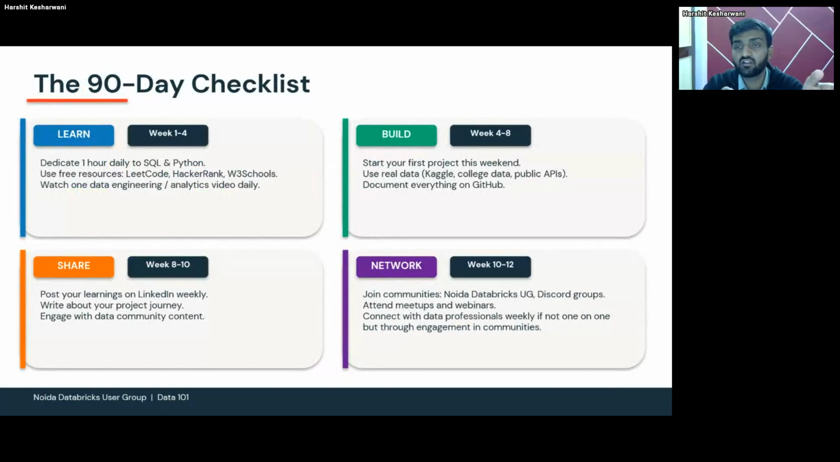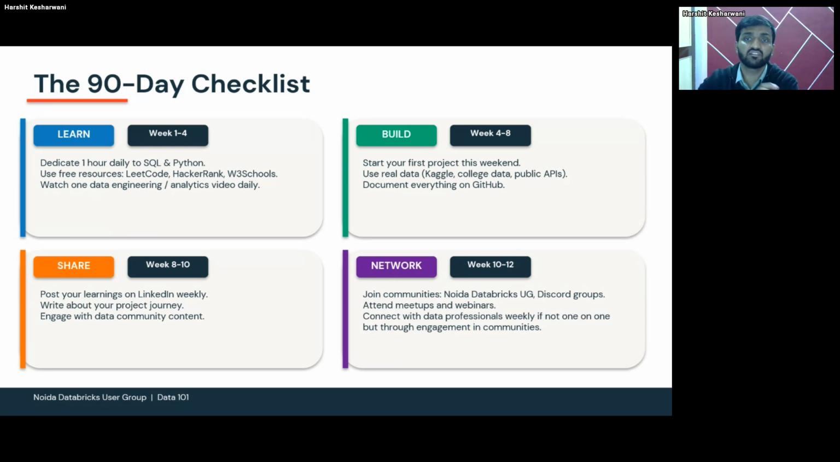What kind of projects you can build? You can build some open API projects using Kaggle, college data, or you can use GitHub. Then you can get into social media, specifically LinkedIn, to share about your project journey, to share about your learning so far. And then of course you can get into communities like this Noida user group, GDGs, and connect with the data professionals so that you can learn about what exactly is happening currently in this industry and how you can excel on these things.